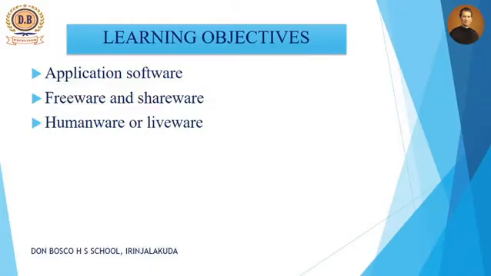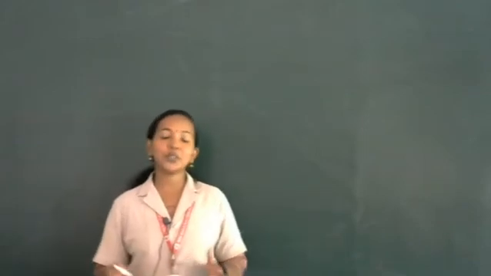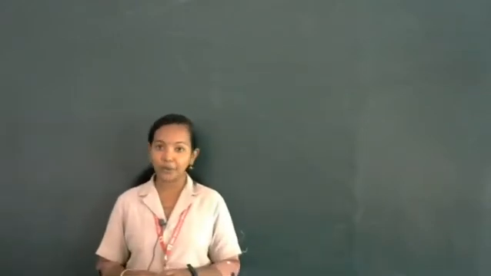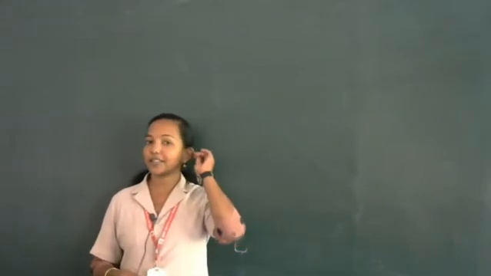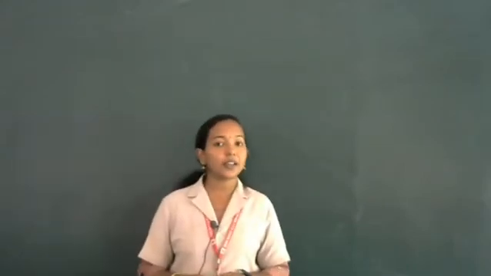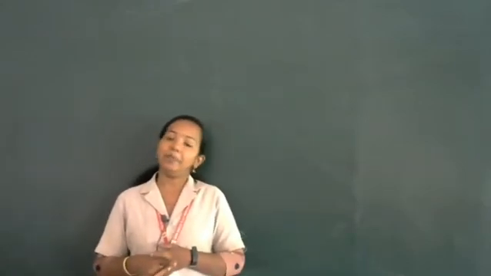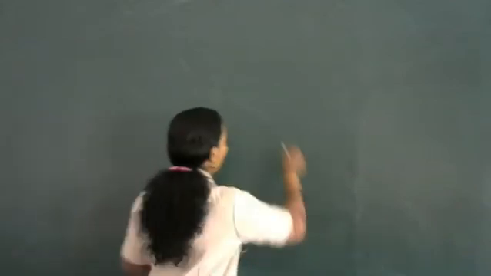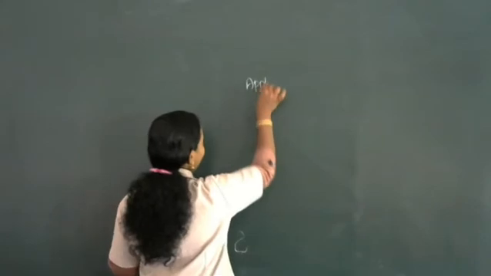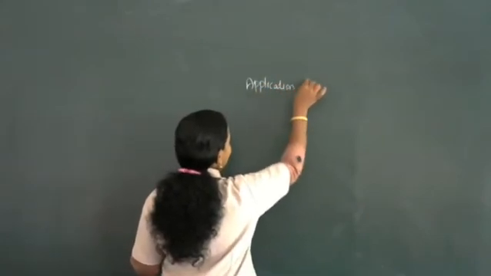So in this video we are going to discuss application softwares, different types of application software, and classification of application software. After that, freeware and shareware software, and one more, humanware or liveware. Some of these terms are new to you, so we are going to discuss them. System software consists of operating system, language processor, and the third one was application softwares. So what is our topic? Application softwares.